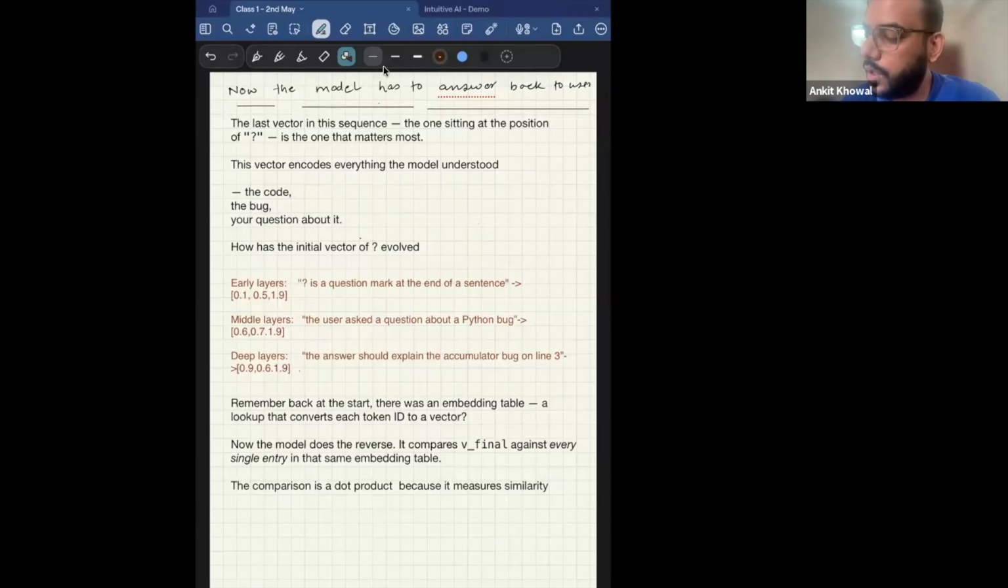So now what the model will do is we have the last vector in the sequence, right? Which was our code, then the question mark. The one sitting at the position of the question mark. This is the vector which matters the most. Why? Because this is the last vector in the question and it has absorbed all the meaning from the previous context. It knows about the code that we are talking about, the bug in the code. It understood that there is a bug in the code via attention and the feed-forward network, and it also has an understanding of our question about it.